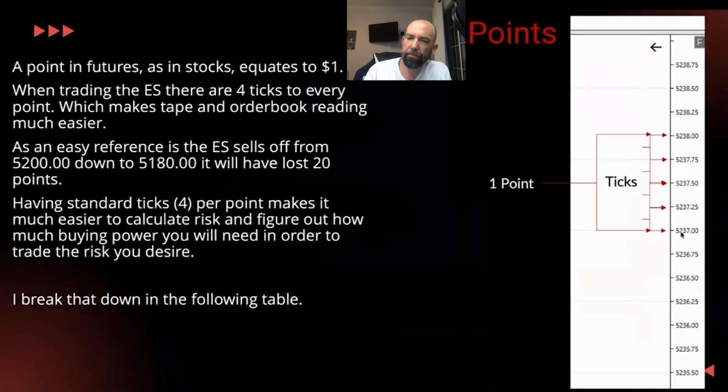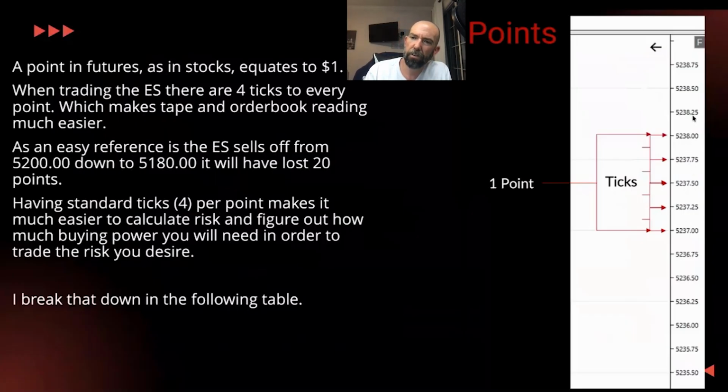So this is 5,237 points, but we don't call that a point, we call it spot. So we'd call this 5,235 spot a quarter, or spot 25. 5,237 spot 50. 5,238. We always use the word spot when you're on the market.